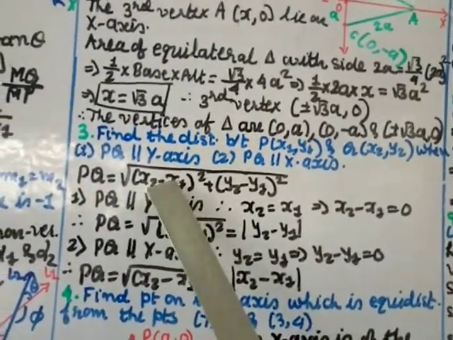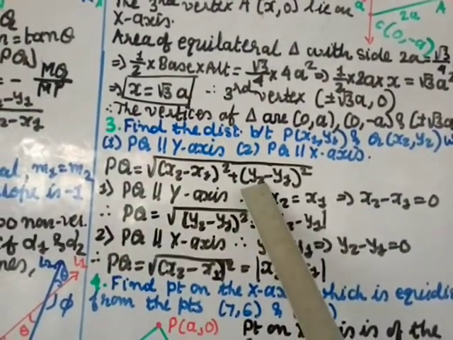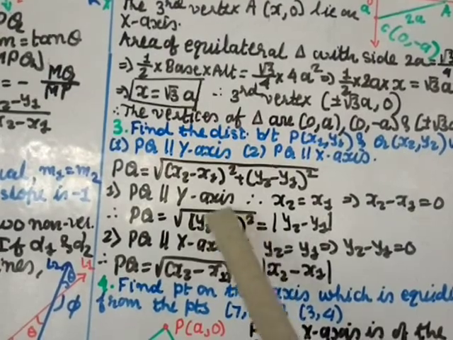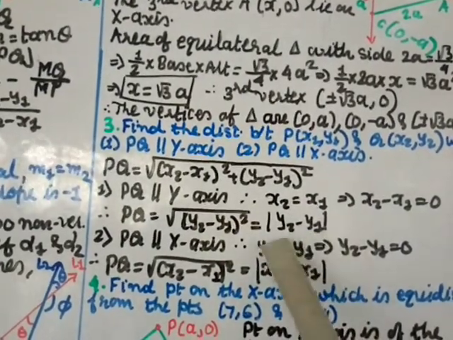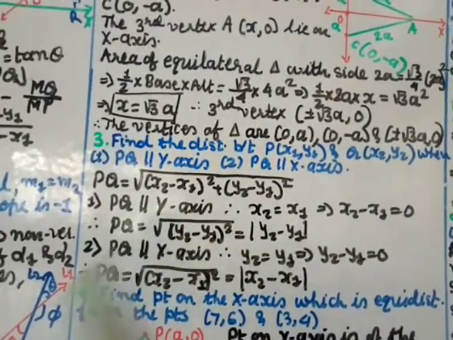So this value is 0. So 0 square is 0. So this term is no more. So we get PQ equal to square root of only this value, (y2 minus y1) whole square. Square and square root cancel, so modulus of y2 minus y1. So that is the distance between P and Q if PQ is parallel to the y-axis.